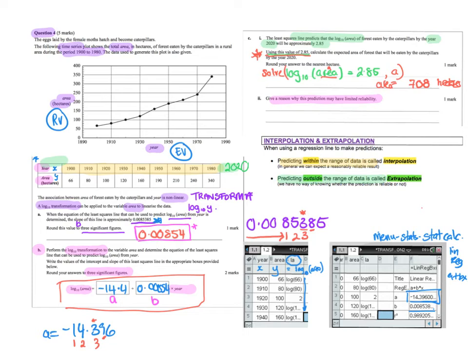So give a reason why this is unreliable. You would say it's extrapolation, and it is unreliable because you're predicting outside the range of data. There you go. So I've got that from our notes there.